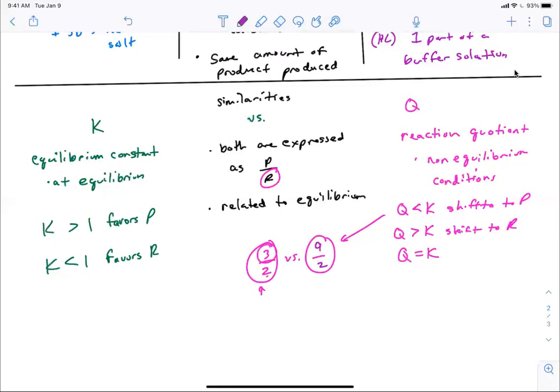Let's just do it like this, 9/2. Sorry. I drew the arrow and I had a different idea. So here, your Q is smaller than your K. So therefore, you have to make more products to raise the value of the fraction. So your reactants will decrease and your products will increase, hence getting a larger number. So if you have trouble visualizing it, just write numbers out and go, okay, what do I have to do to make this number larger? Well, I have to make more numerator by taking away denominator. So it's going to shift toward the products.